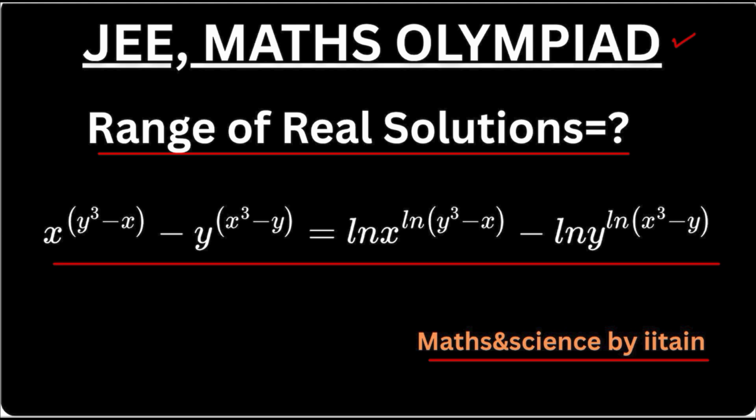The equation is x to the power of (y cube minus x) minus y to the power of (x cube minus y) is equal to ln x to the power of (ln y cube minus x) minus ln y to the power of (ln x cube minus y).